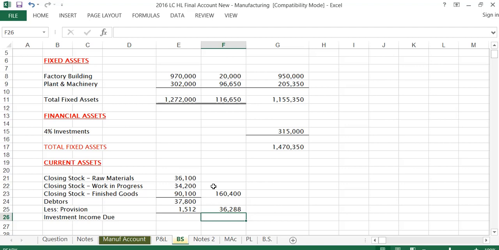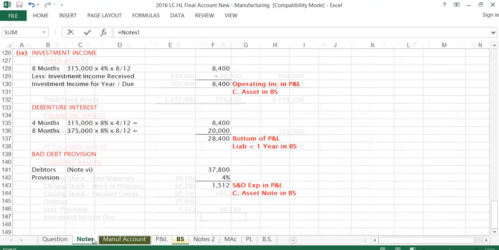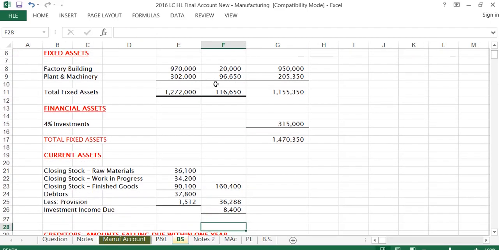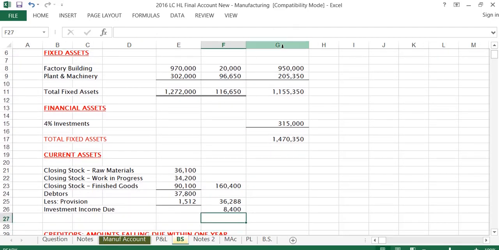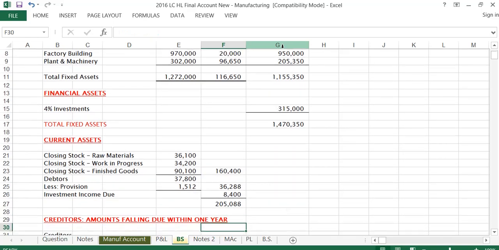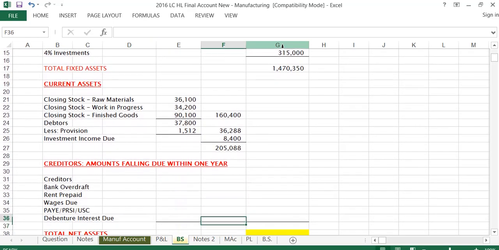And the last thing I'm going to put in here is my investment income due. That's owed to us, so that's going to be an asset. And I worked that out in note 9, investment income due. None of it was paid to us, so the full amount is still due of 8,400. So in total, my current assets come to 205,088.